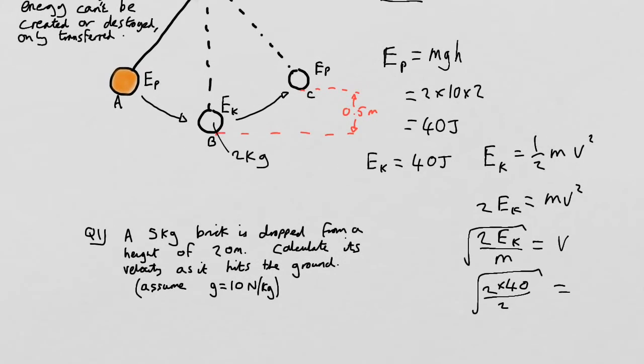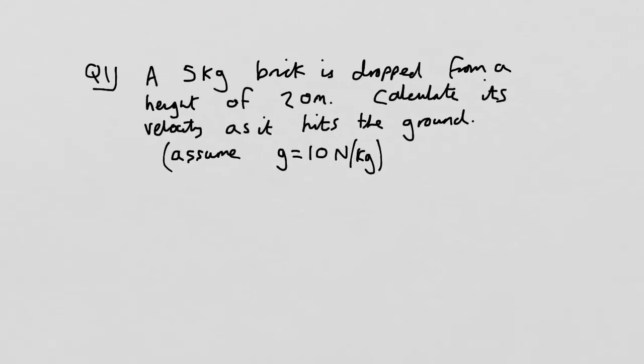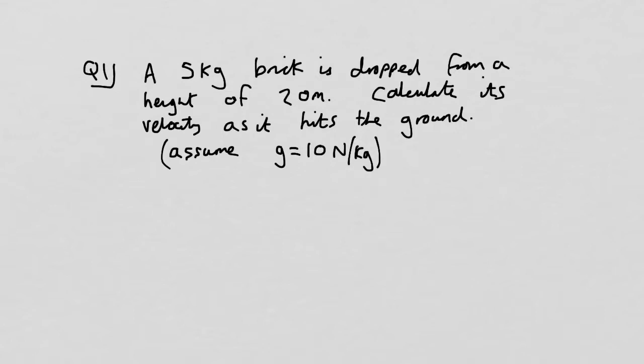Okay, right, now here's a second one you can have a go at. A 5 kilogram brick is dropped from a height of 20 meters. Calculate its velocity as it hits the ground, assuming that g is equal to 10 newtons per kilogram. Now, you don't actually need to know the mass of the brick, it doesn't matter, but I've put it in there anyway just in case you want to use it.